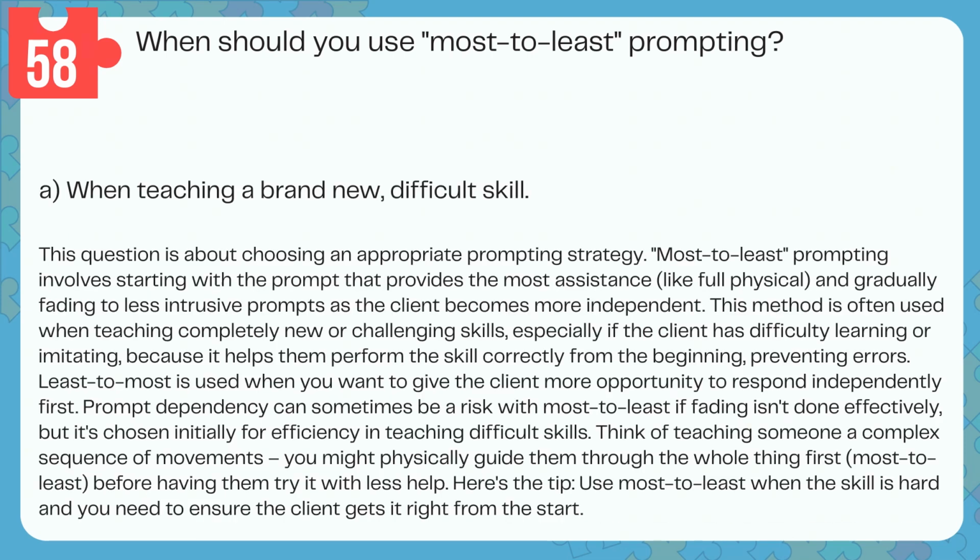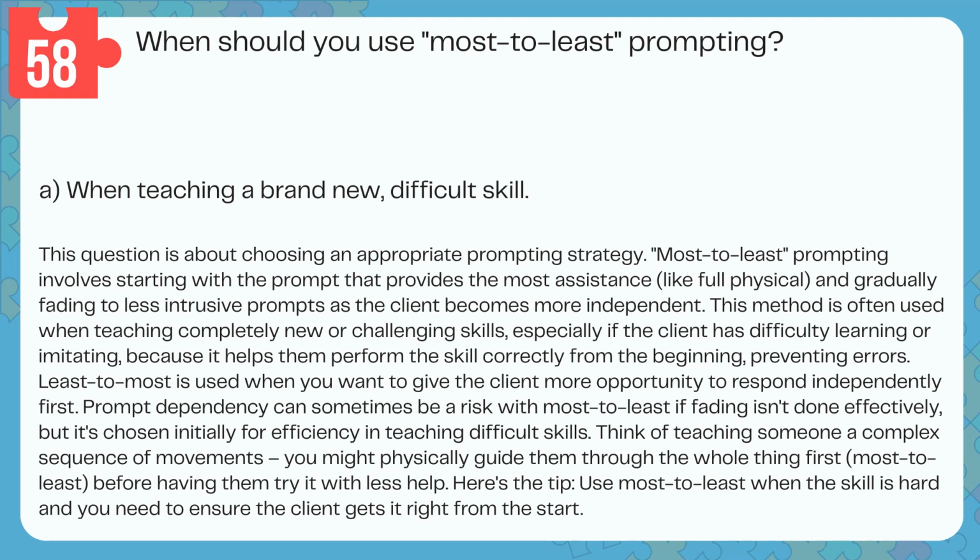Answer: A. When teaching a brand new difficult skill. This question is about choosing an appropriate prompting strategy. Most to least prompting involves starting with the prompt that provides the most assistance, like full physical, and gradually fading to less intrusive prompts as the client becomes more independent. This method is often used when teaching completely new or challenging skills, especially if the client has difficulty learning or imitating, because it helps them perform the skill correctly from the beginning, preventing errors. Least to most is used when you want to give the client more opportunity to respond independently first.